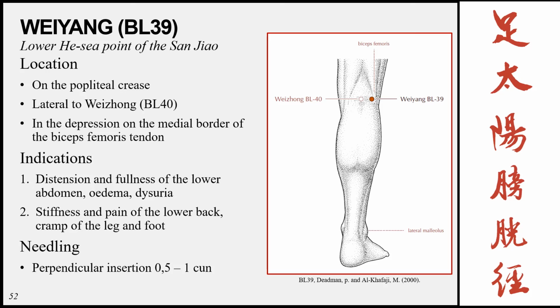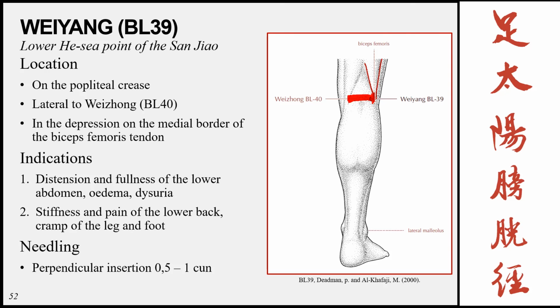So if we look at the image here, firstly we locate the popliteal crease over here, and then we're going to go to its lateral end. So the lateral end is over here. This is the lateral end. And we're going to be in the depression on the medial border of the biceps femoris. So the biceps femoris is this one we talked about in the last slide, this muscle here. And we've got to be just medial to the tendon, right there.